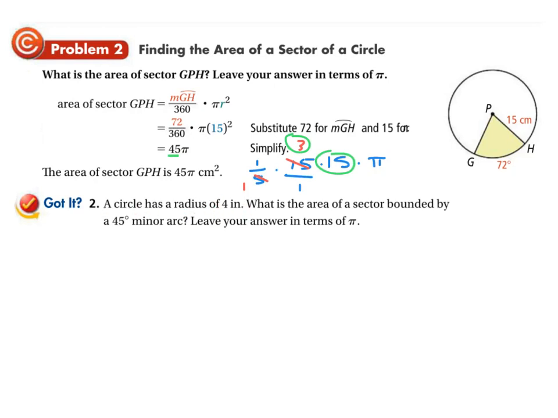Circle has a radius of 4 inches. What is the area of a sector bounded by a 45-degree minor arc? Leave your answer in terms of pi. You're going to pause the video now. You're going to calculate this out, and when you come back, you will check your answer against my answer. So pause the video now.